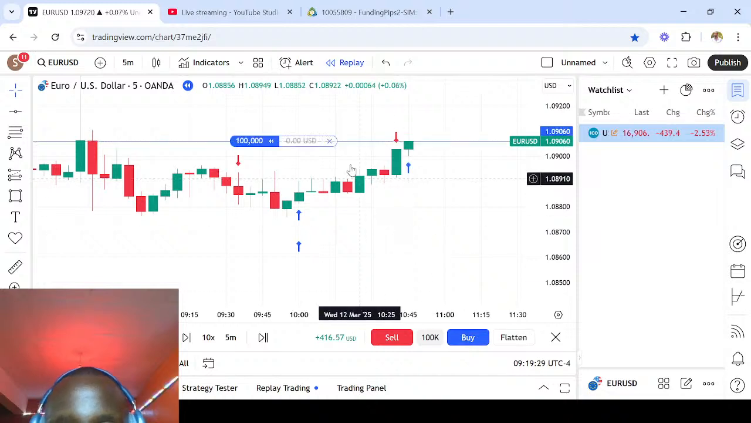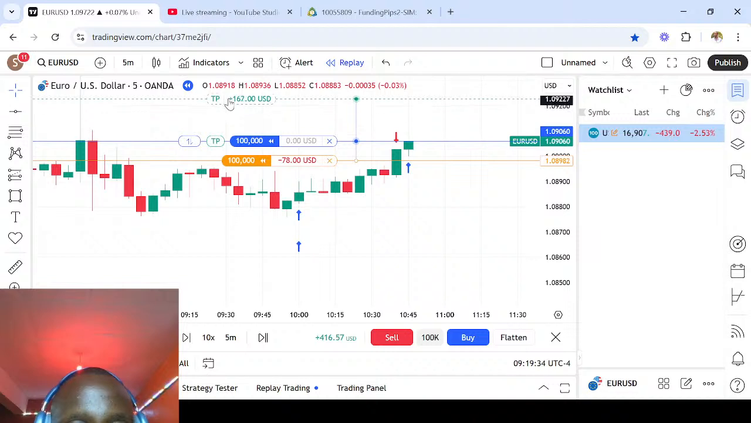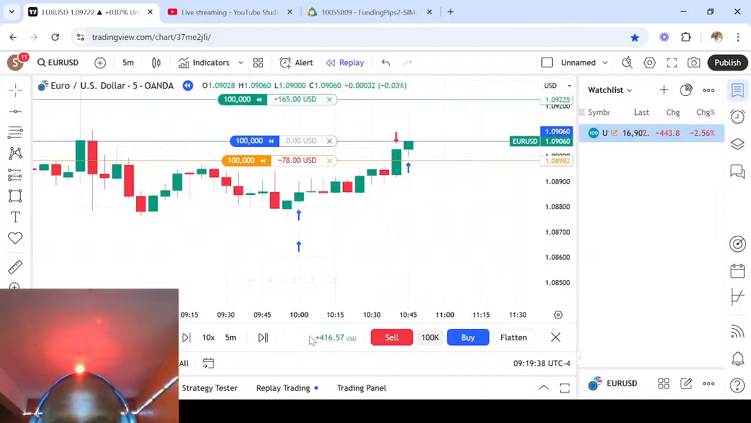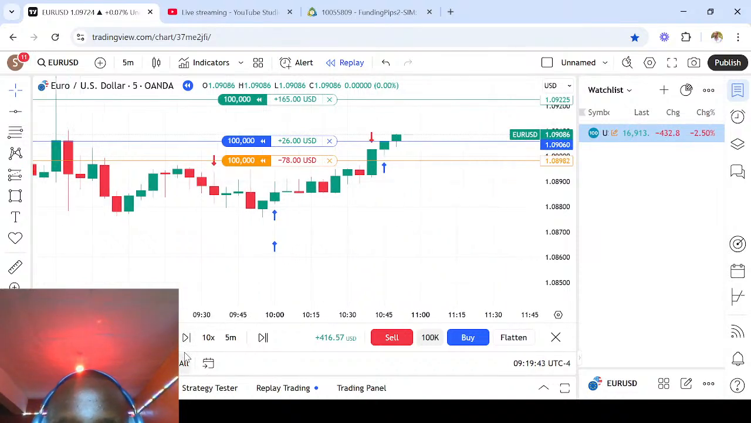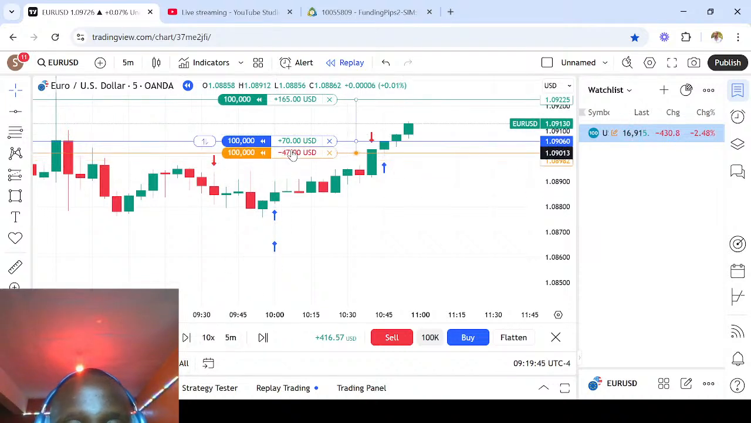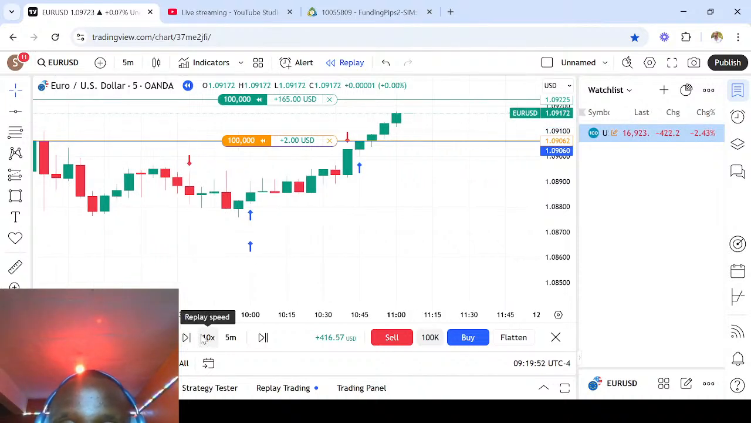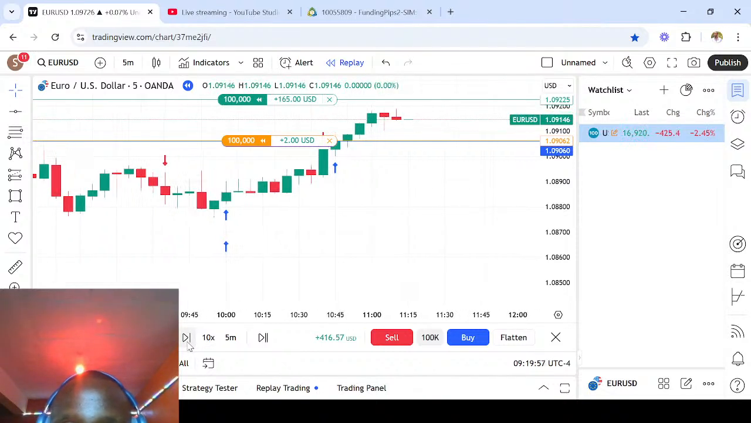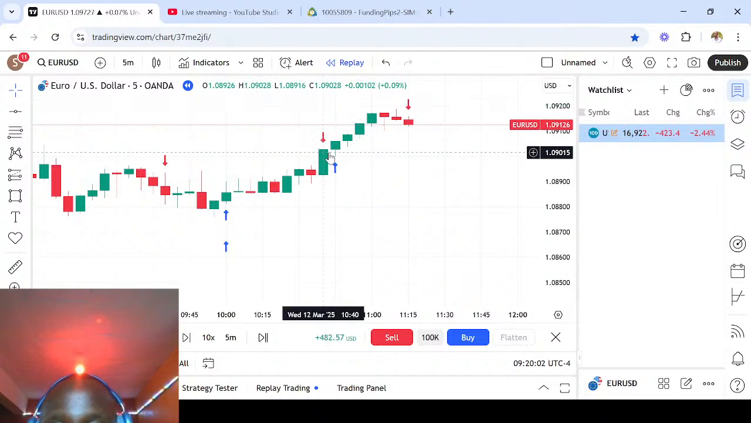Then trade number 3, we can buy again. Stop loss below that candle, 78 for 160. All right, let's see how this one plays out. Okay. At this point, I'll move my stops to break even. Ooh, nice. Red flag. Not looking good. I'll exit there. Move on to the next day.